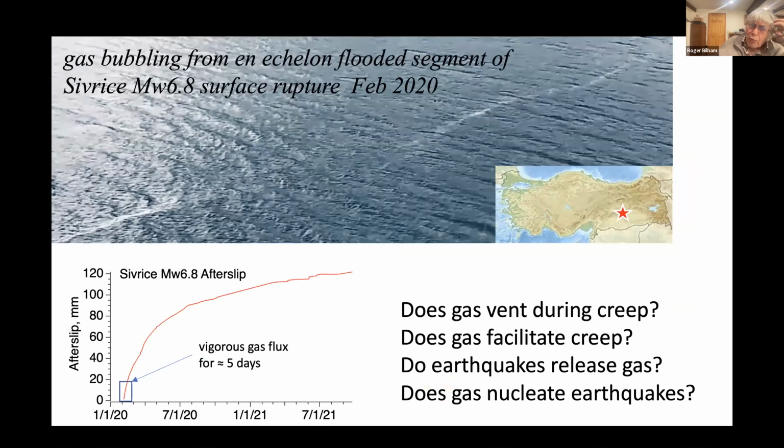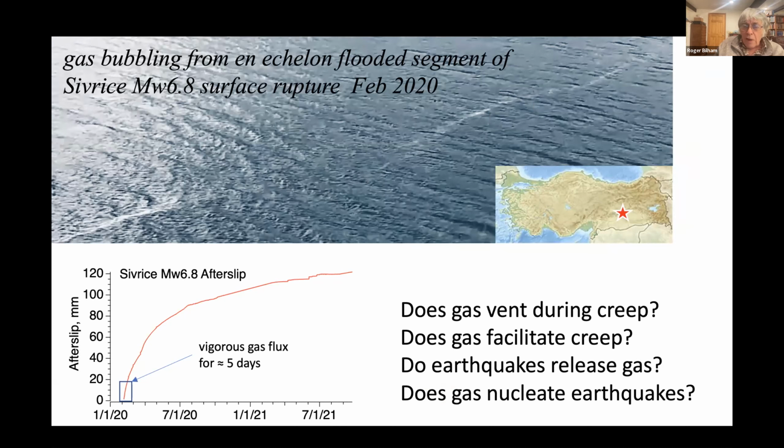Well, we had a bit of a clue from an earthquake recently in Turkey. This was the Sivrice earthquake in January 2020. A few days after the earthquake, geologists noticed lines of bubbles coming out of the Euphrates River, and that they aligned with what appeared to be en echelon cracks, just like you see at the surface. So here's a magnitude 6.8 earthquake releasing masses of gas for a week or so.